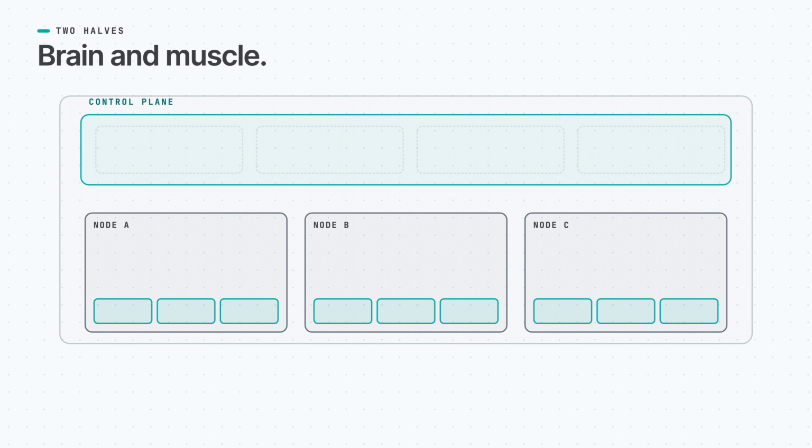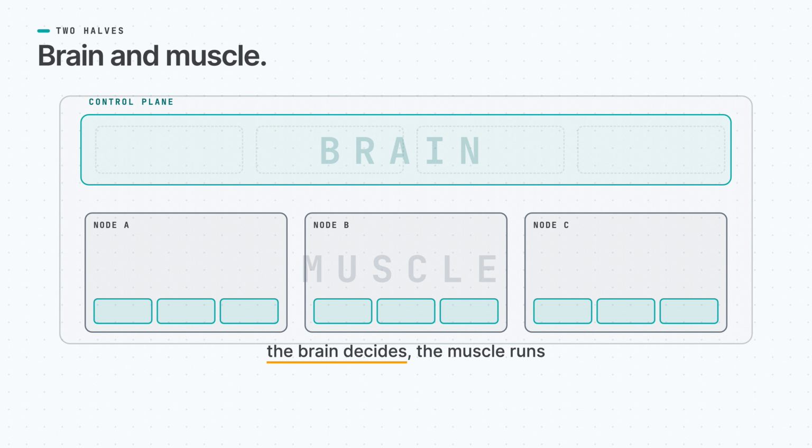And that gives the cluster 2 halves. The control plane is the brain. It makes decisions and holds the truth. The worker nodes are the muscle. They run your actual pods. Every component you are about to meet lives in one half or the other.